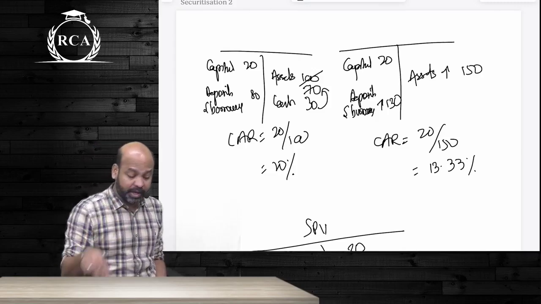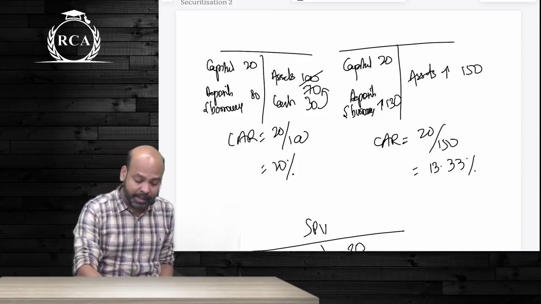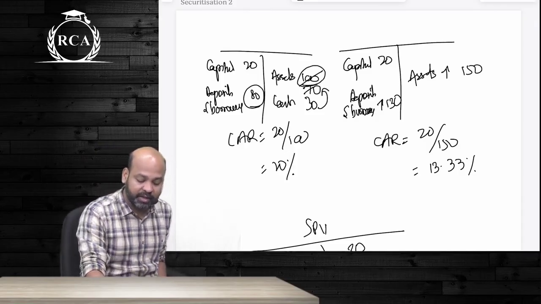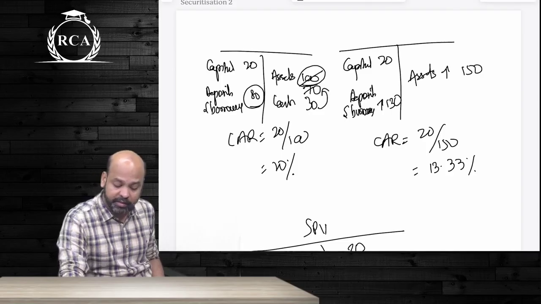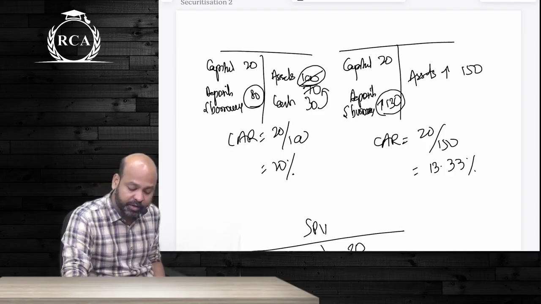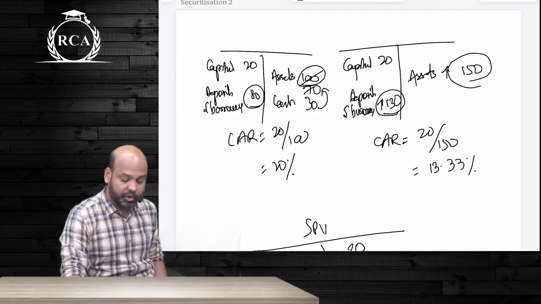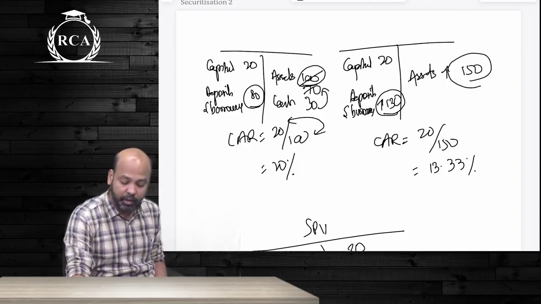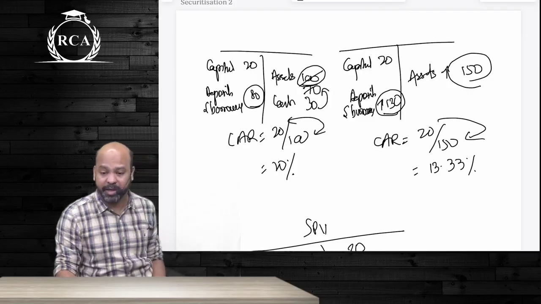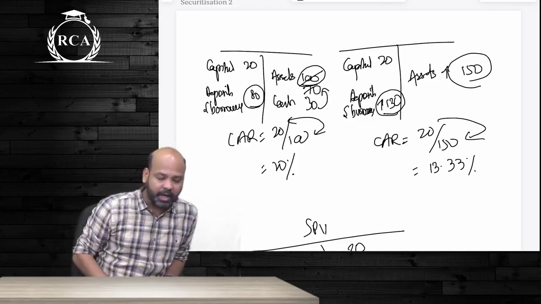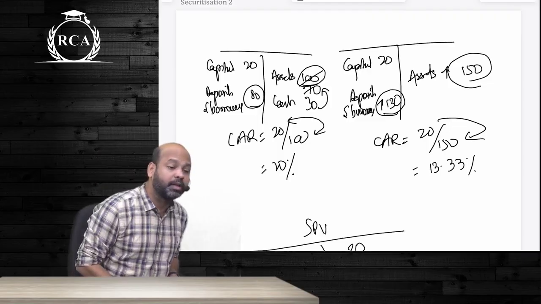I gave an example, beta, where a bank has deposits worth 80 and assets worth 100. In case they increase their deposits by 50 and increase their assets by 50 also, their capital adequacy ratio earlier was 20 divided by 100. Now the capital adequacy ratio is 20 divided by 150. It is directly coming down from 20% to 13.33%.